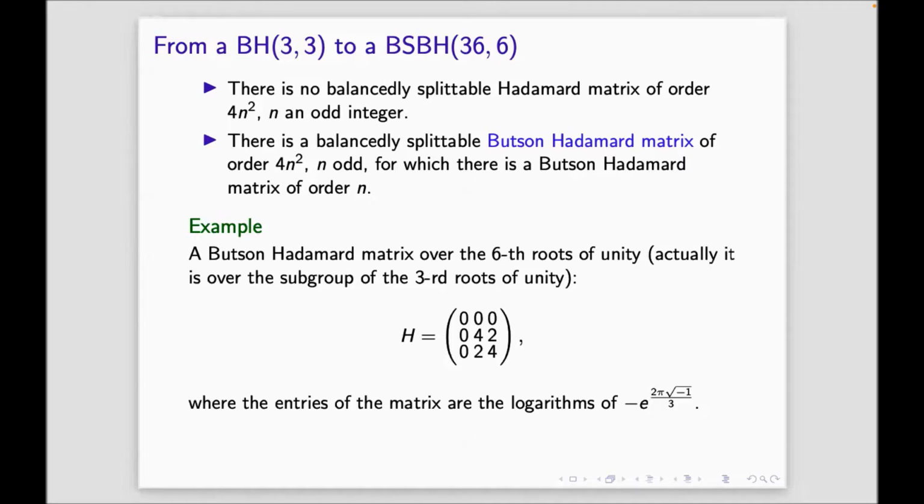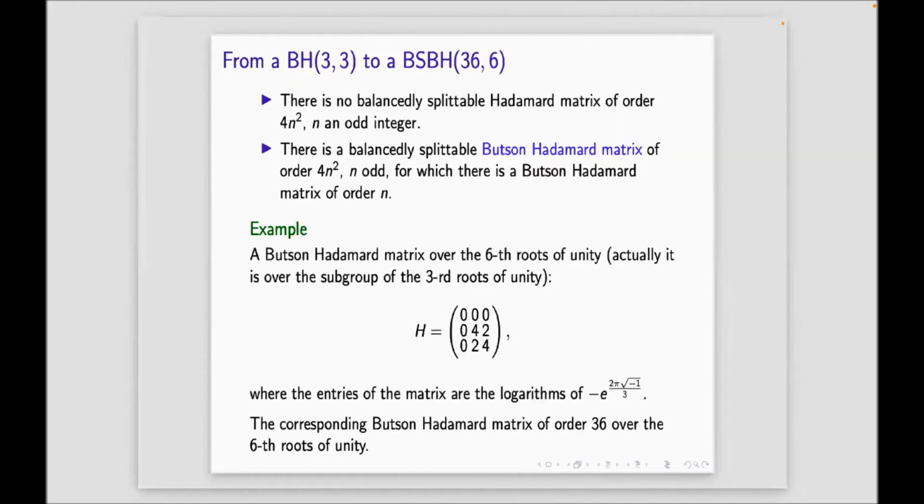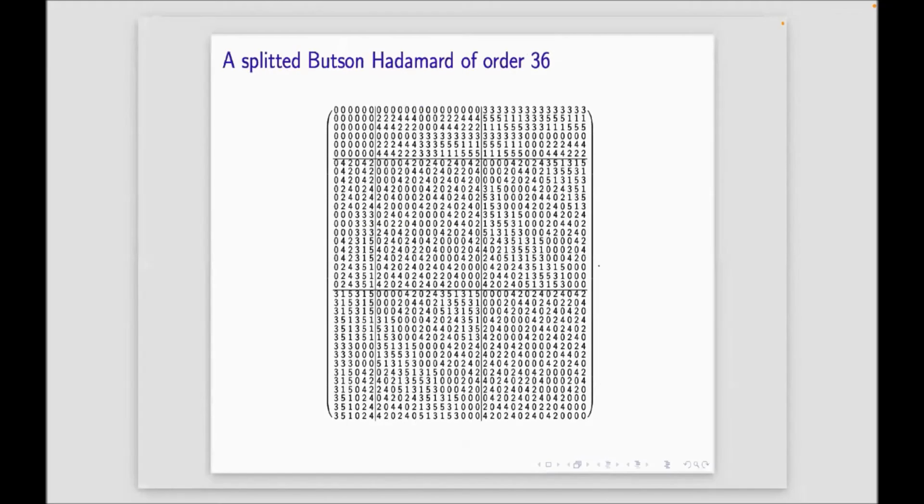We start with the Butson Hadamard matrix for this over the 6th root of unity. Actually, this is on the 3rd root of unity. And as was previously shown, this is the log of the actual matrix. And the corresponding Butson Hadamard matrix order 36 on the 6th root of unity is right here. And again, we have here one part splitted, and this is twin part splitted.